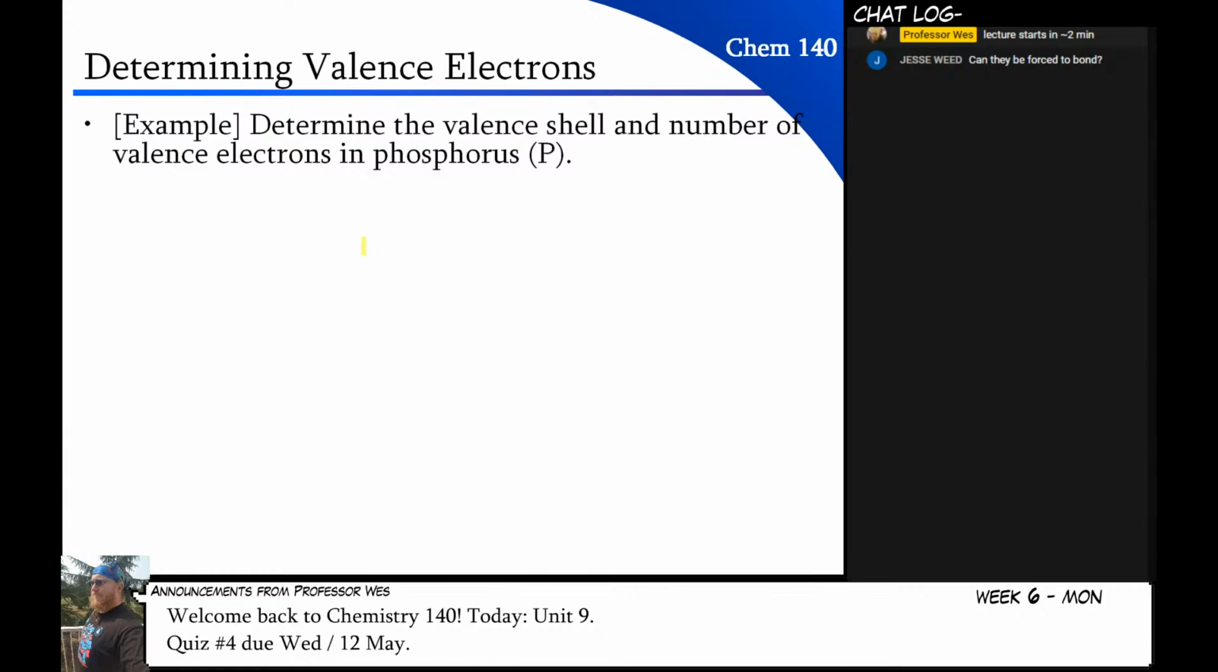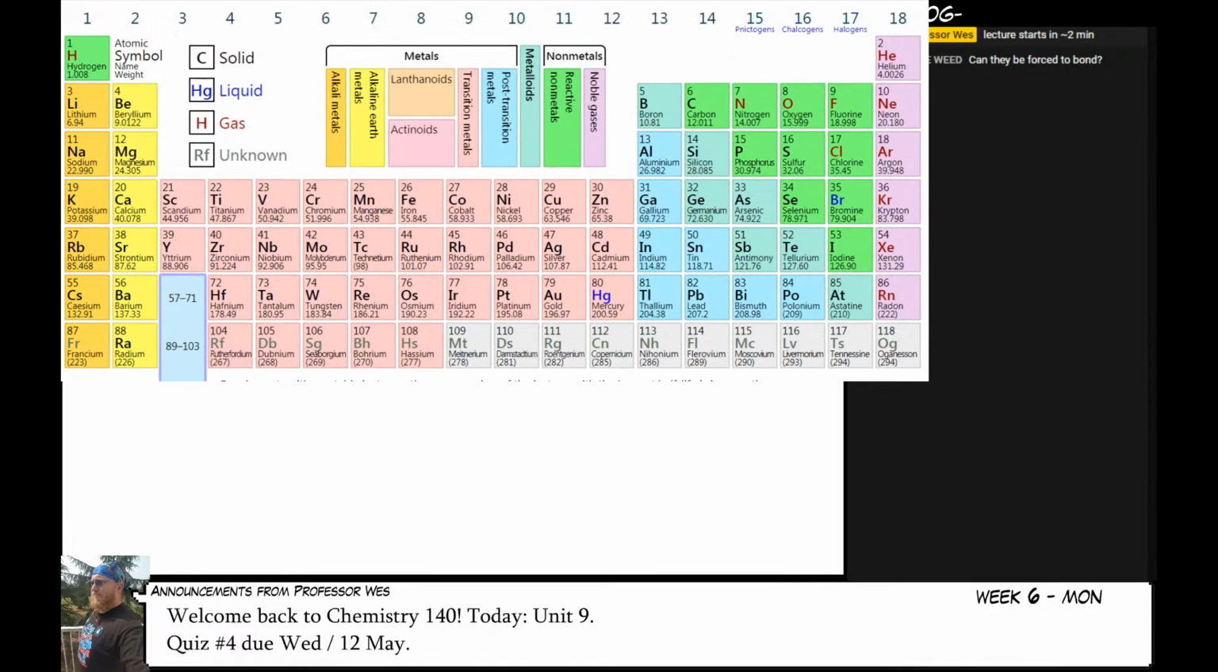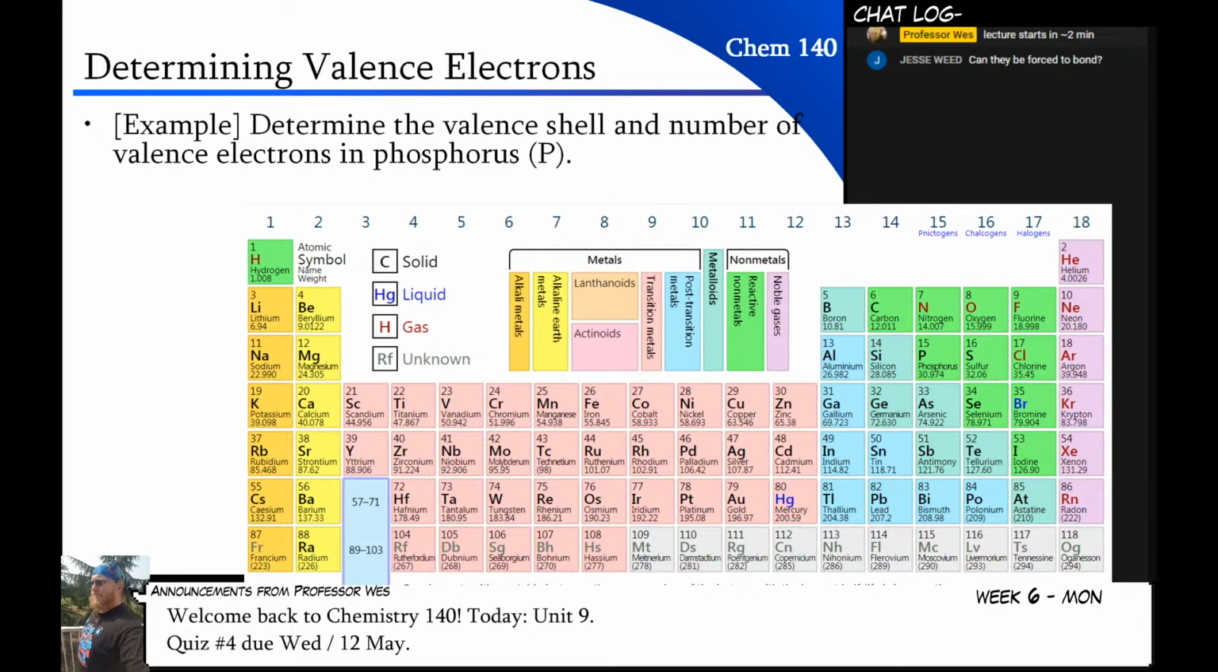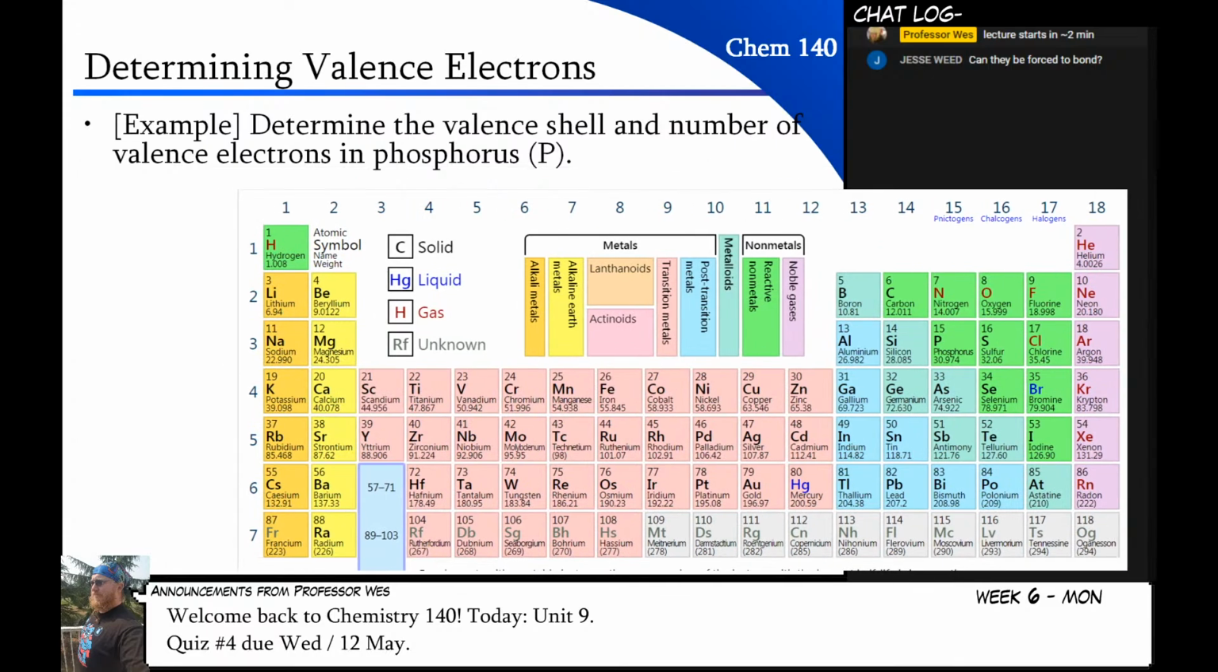So let's do an example. For phosphorus, we're going to look up phosphorus on the periodic table, which means I have to go to the periodic table. Let me get that and pull that up on the screen here. We don't really care about the lanthanides and actinides at the bottom, but they are there. All right, so let's find phosphorus. There it is, right here.